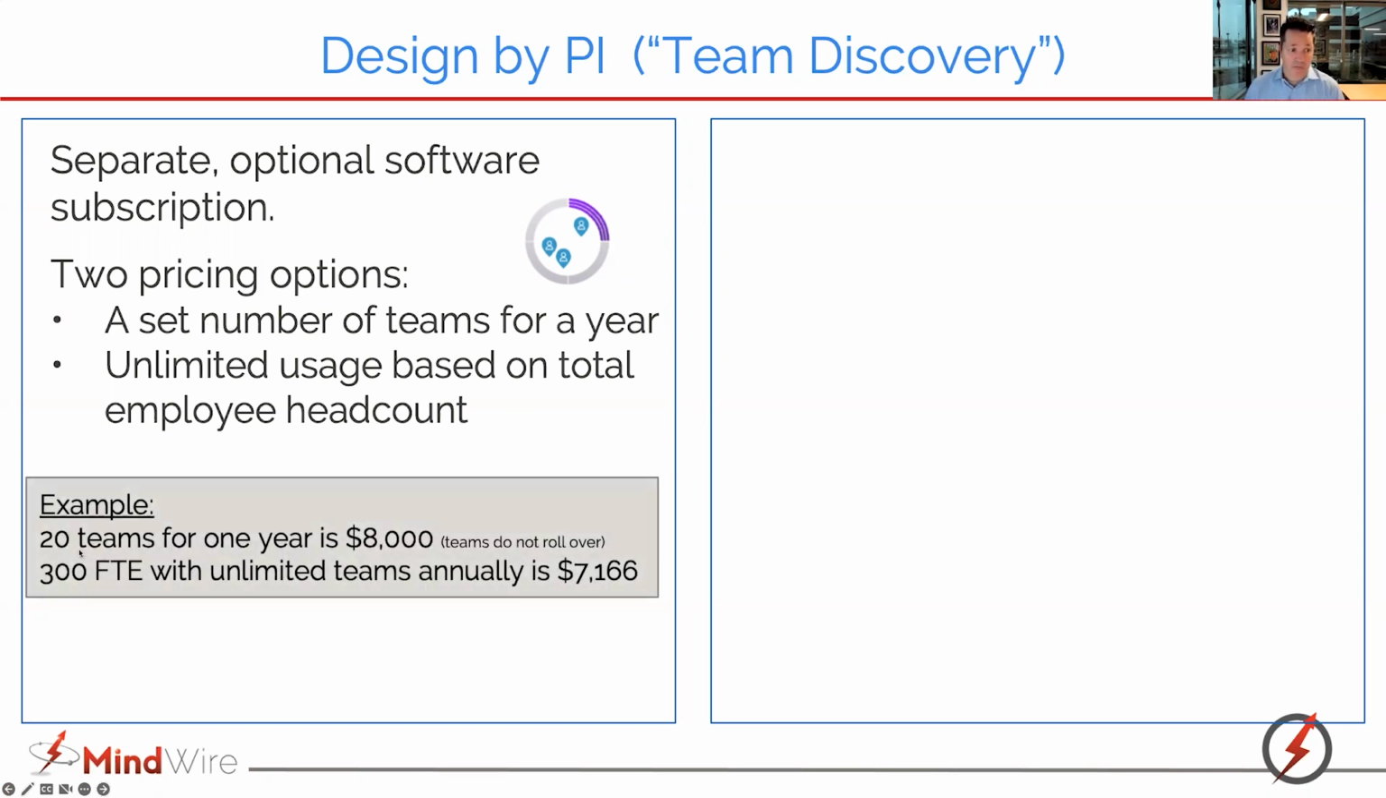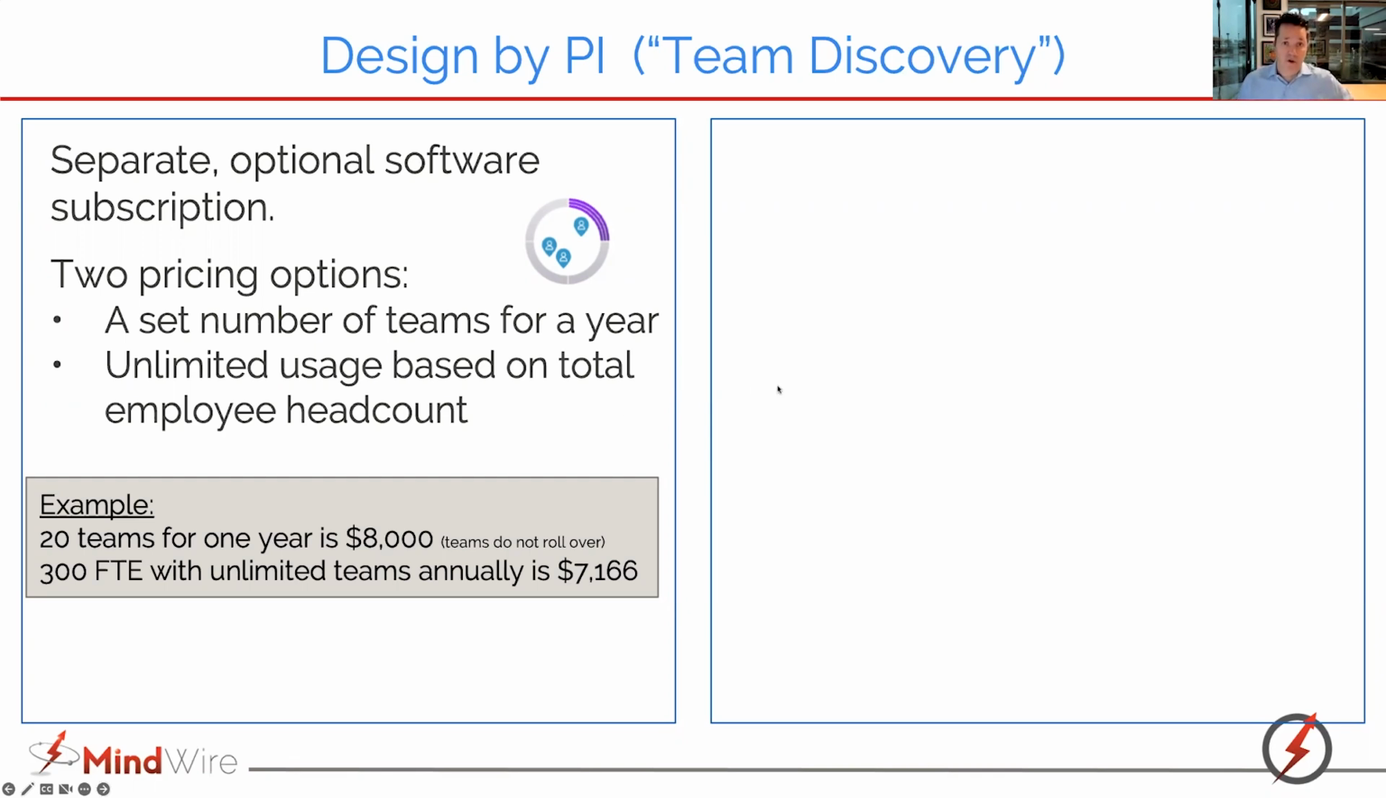So for example, you could buy 20 teams and that's $8,000. It's just for that 12-month period. Or if you're a 300-person organization, you could have unlimited teams for $7,166. So different options are appropriate for different clients. We'll share the pricing for your organization if you're interested, but we wanted to make sure we were really clear, like this is a separate tool that you have to pay for to get access to.